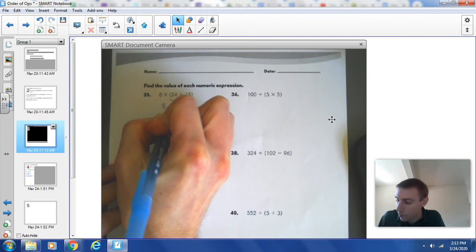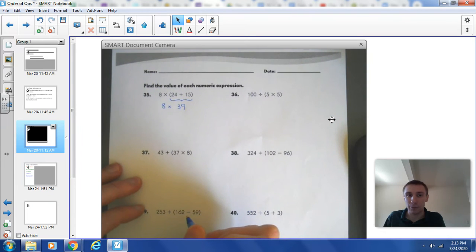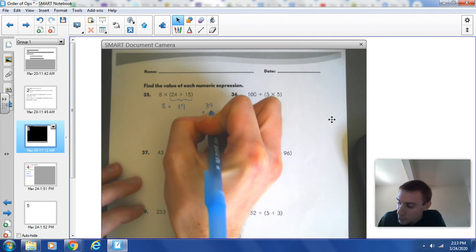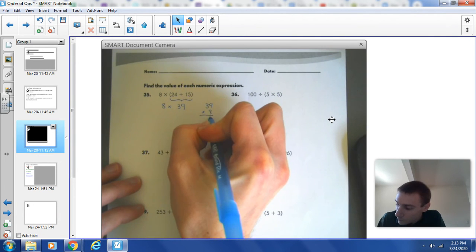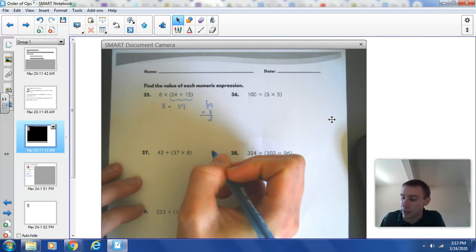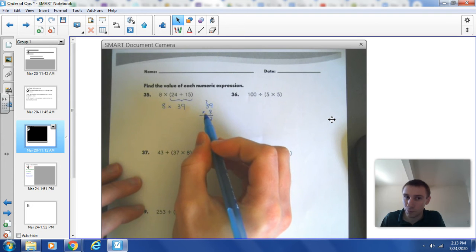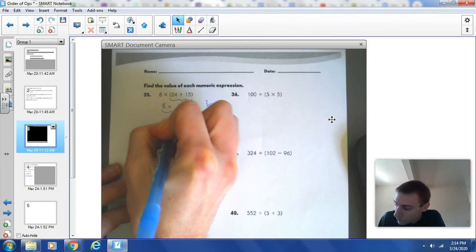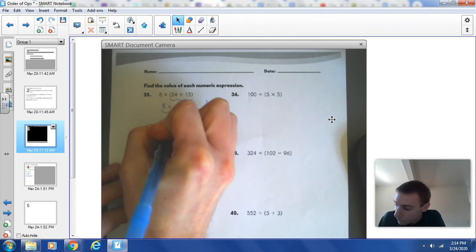Then I'll be left with 8 times that quantity, right? 8 times 39. And to figure that out, again, I might be doing some work on the side. 9 times 8 is 72, so I'll carry 7 tens. 8 times 3 tens is 24, plus 7 is 31 tens. My final answer is 312.